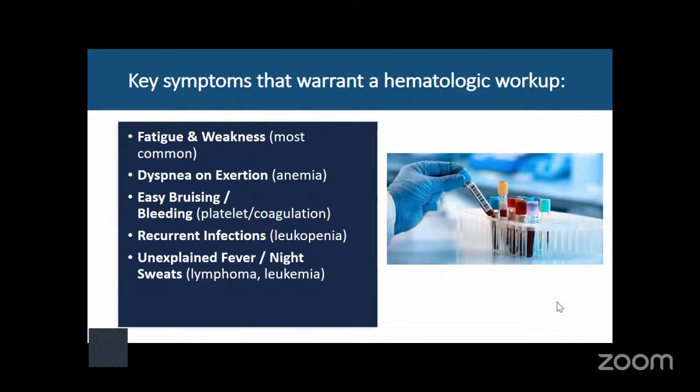Easy bruising or bleeding. This includes patients who tell you that they have recent onset bleeding from the gums, or epistaxis, or changes in urine color. Maybe they tell you there is blood in my urine, which is hematuria. Also hematochezia, hemoptysis, hematemesis, and changes in menstrual characteristics for female patients.